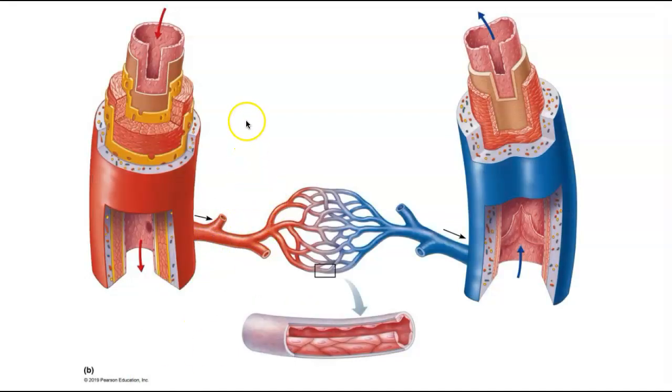The arteriole is just the small artery. It has the same 3 layers. It has a tunica interna, tunica media, tunica externa. It's like a small artery, and what it does is it conveys blood into a capillary bed.